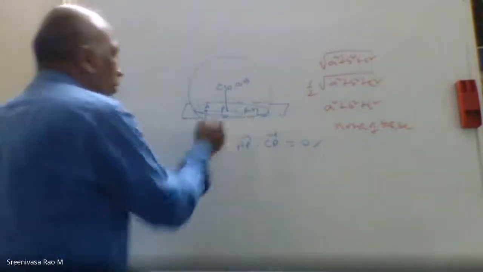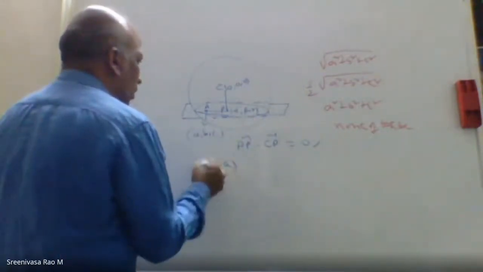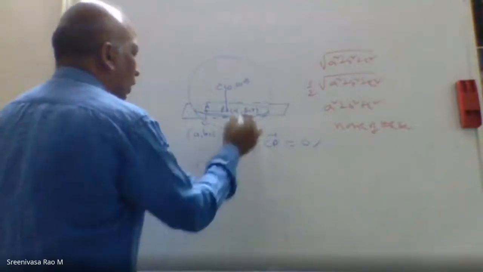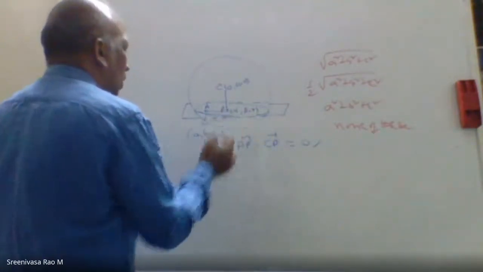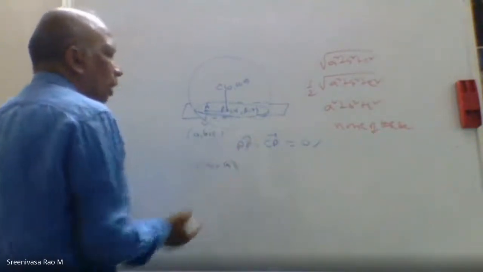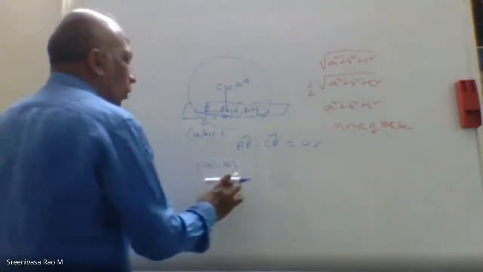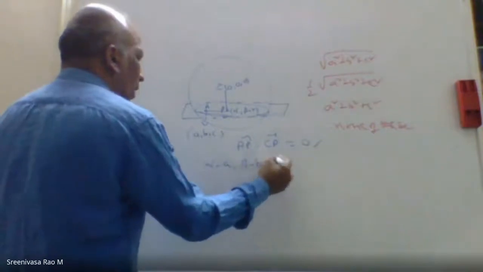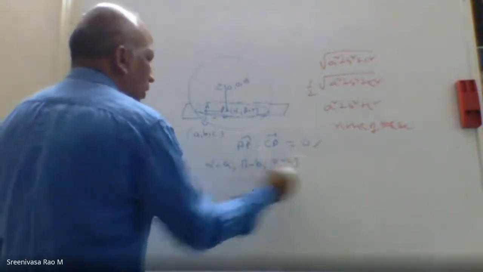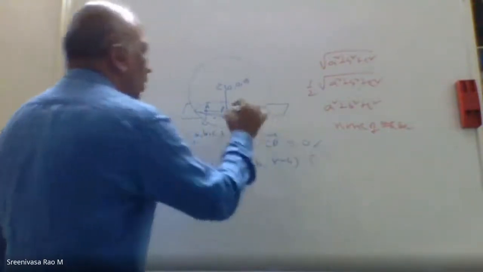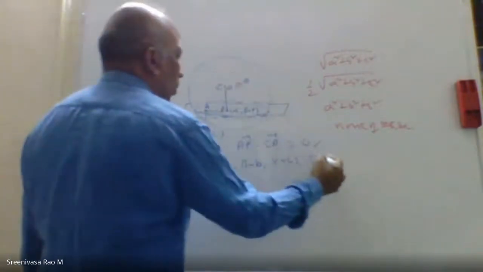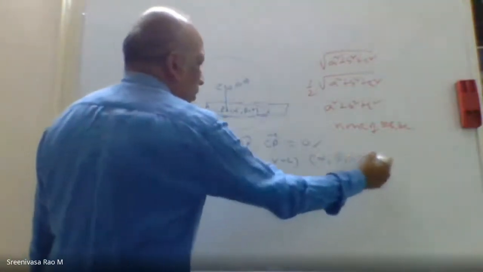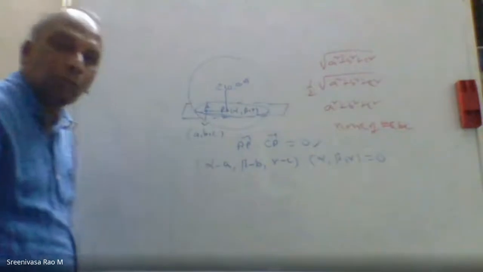So AP bar will come alpha minus A, correct? You can write this as OP bar minus OA bar, right? Alpha minus A, you'll get beta minus B and gamma minus C, dot CP bar. CP bar is alpha, beta, gamma, equal to 0, right? Dot product equal to 0.